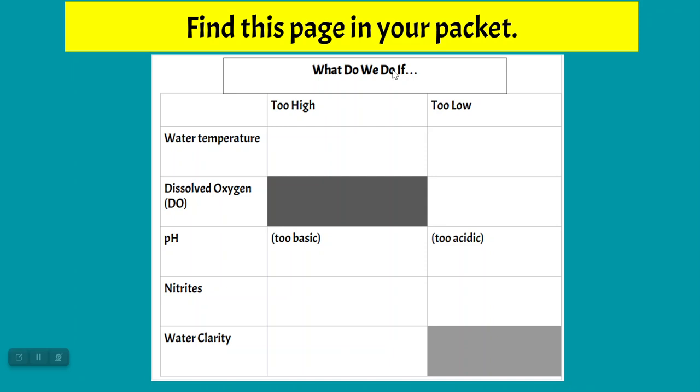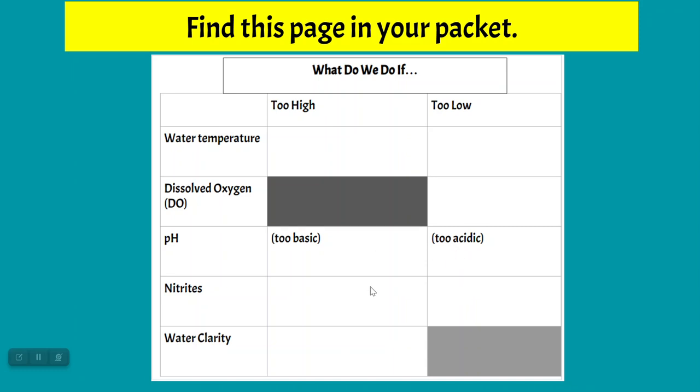So find this page in your packet. What do we do if? So what do we do if the water temperature is too high? What do we do if the water temperature is too low? Dissolved oxygen, it's not going to be too high. We like dissolved oxygen. So you're only going to think about what you would do if the dissolved oxygen is too low. If your pH number is too high, that means it's too basic. If it's too low, it means it's too acidic.